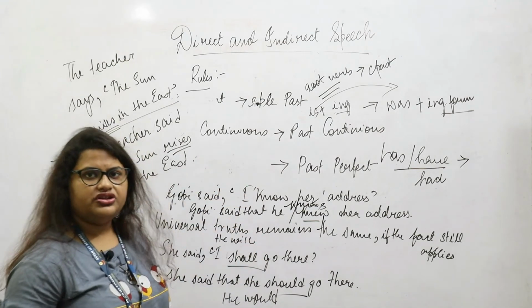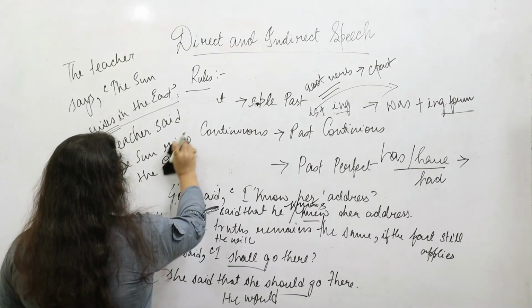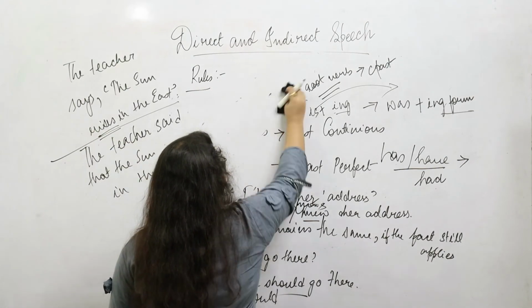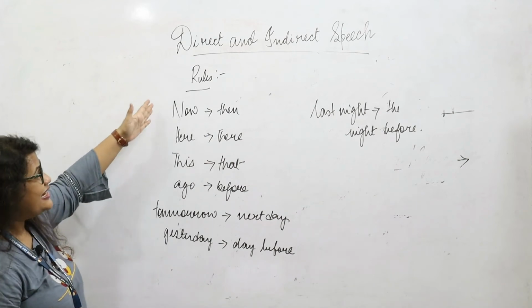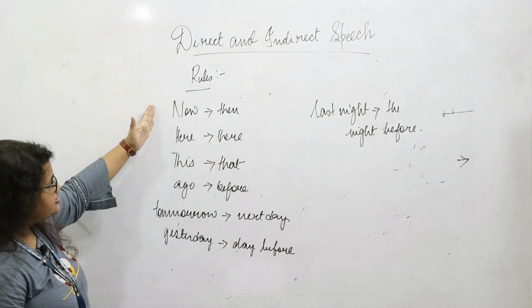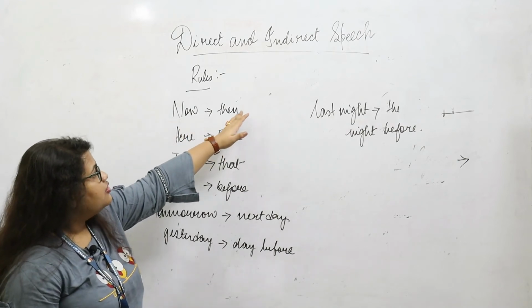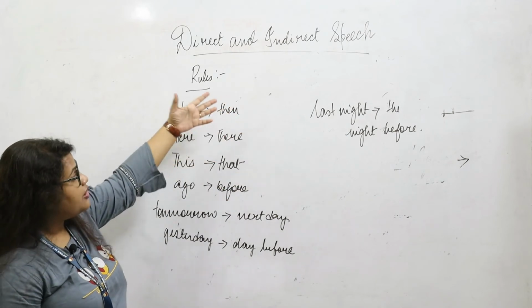Now there are a few more things which we need to keep in mind while changing between direct and indirect speech. Any sentence in the direct which has words like "now" will change into "then" in indirect. For example, "come here now" becomes "He asked me to come here then."